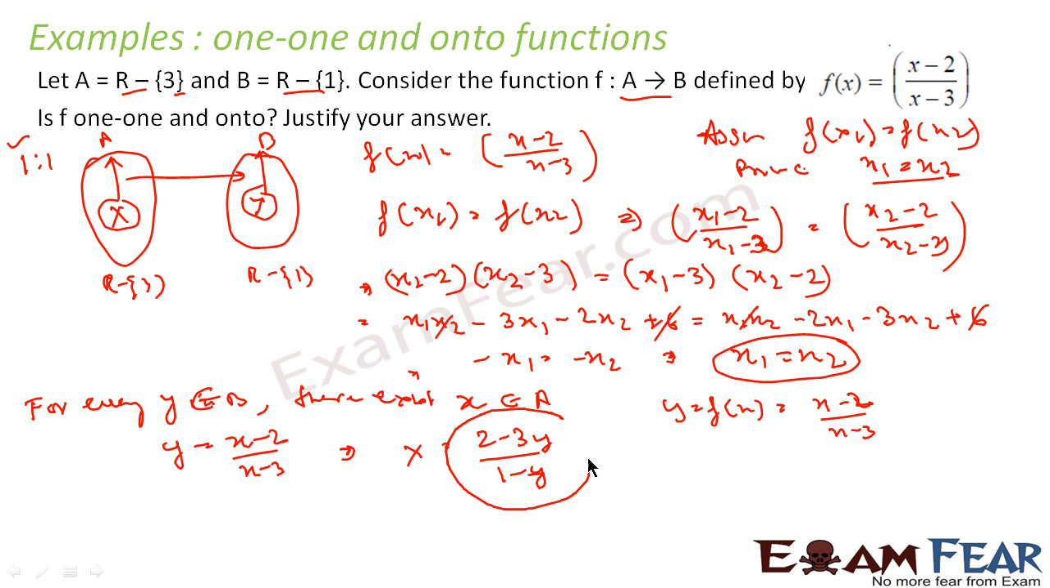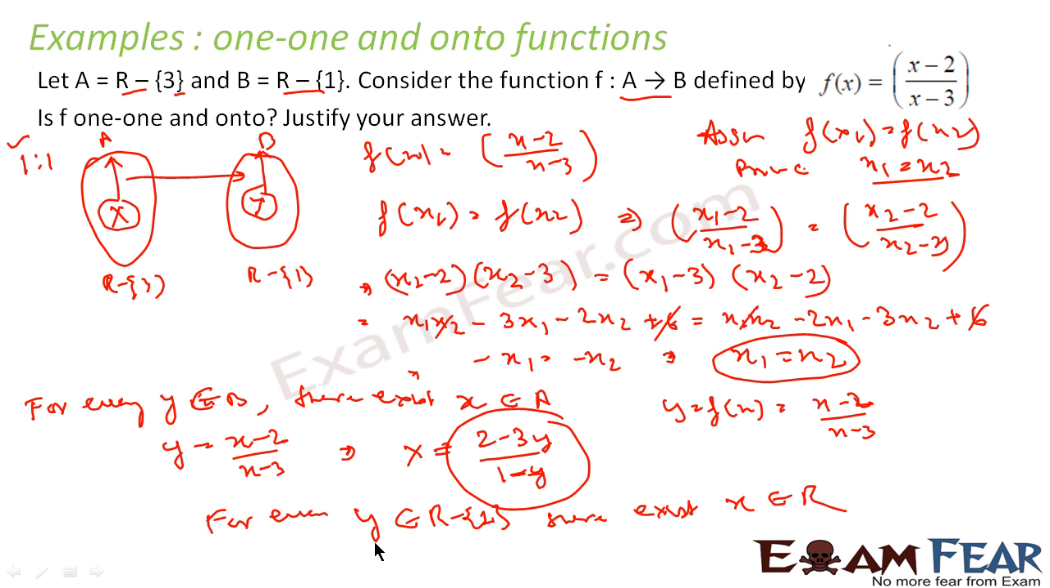So if you see that, for every y except y is equal to 1, there exists x. The moment you say y is equal to 1, that becomes 1 minus 1, 0. Some number by 0 is infinite, it is not defined. But take any number y that is not 1, for that you get x, that is, for every y that is part of real numbers but not 1, there exists x that is real.